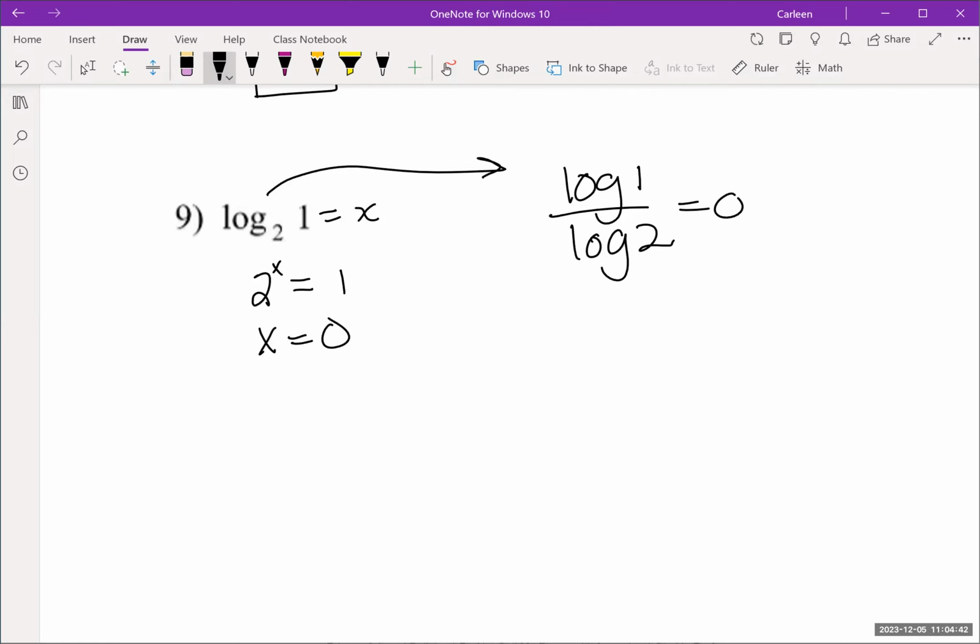See how knowing multiple methods helps? If you get stuck using one method, you do the other method. But when you're doing the test, show your work so I know which method you're using. Does that make sense? 2 to the 0th power equals 1? Of course it makes sense because anything to the 0th power is 1.